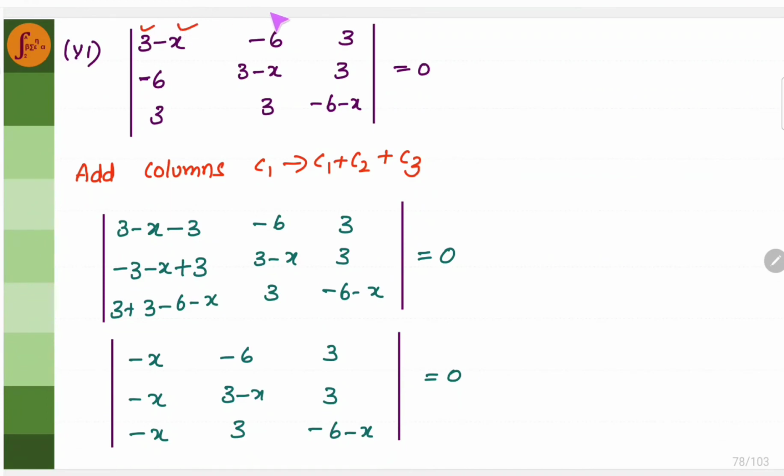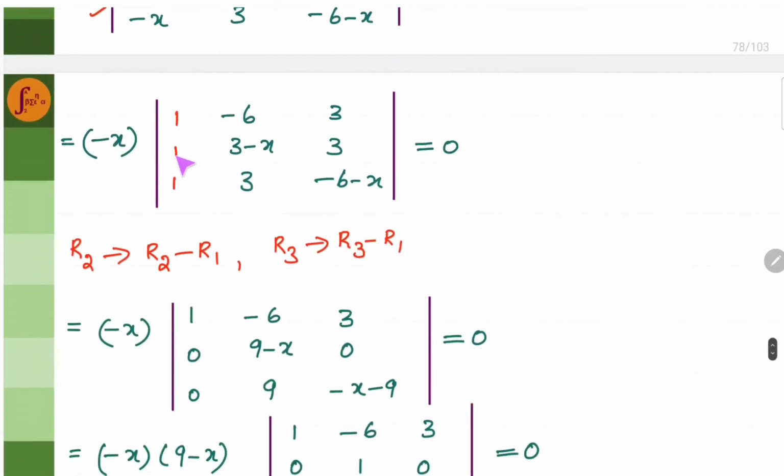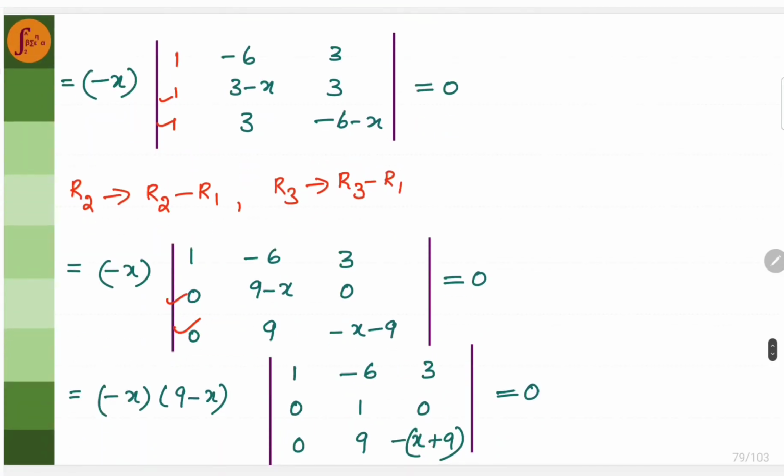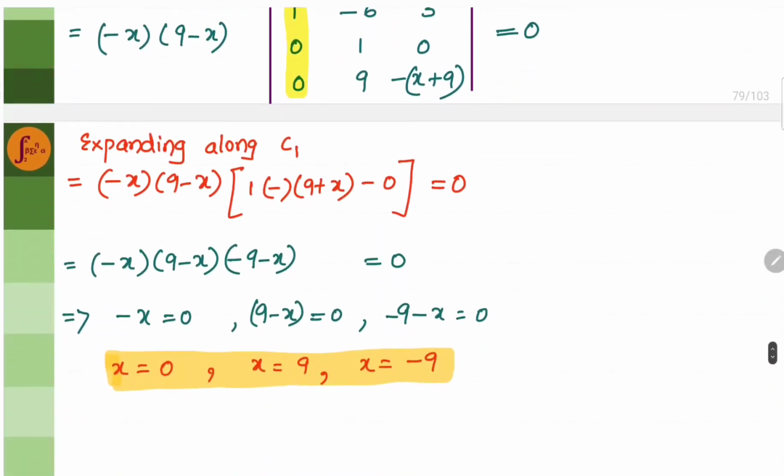Similar problem, 3x, 6, 3, same numbers, add the columns. Same approach. Common factor, x is the common factor. Then make the elements zeros, and expand it along this column, along C1, and then you have the determinant value which is 0. You will get 3 terms. Remember one thing, don't expand these terms, in the sense don't multiply x into 9, x into x. Don't do the multiplication, leave it as is, because you have to find out different values of x. So what will happen? Minus x is equal to 0, 9 minus x is 0, minus 9 minus x is also 0. You separate into 3 particular values of x.